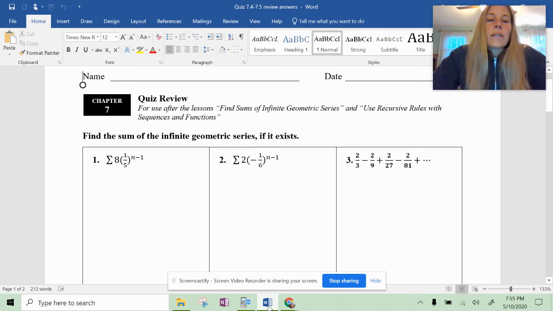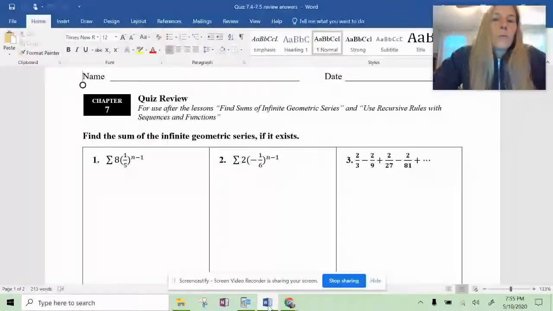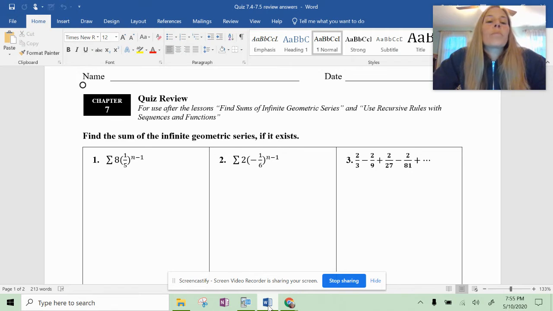Okay, so good morning. Today we are going to just do a quick review on section 7.4 and 7.5, which involved the infinite geometric series. It also had in it the recursive rules, and that is what our quiz will be on. So that's what we're going to review.